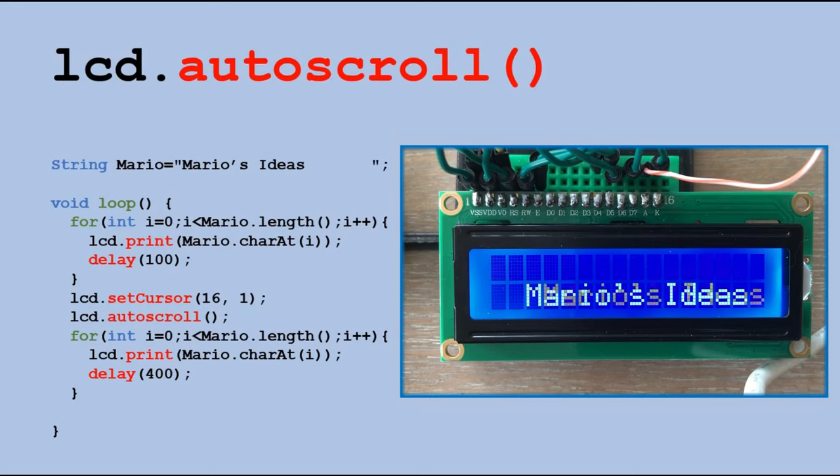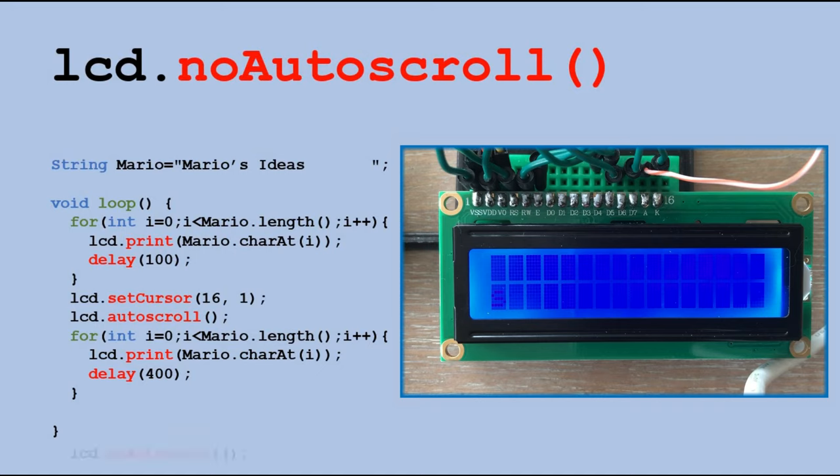You'll see that with each character typed, the whole content of the screen is moved one space to the left. After the text is scrolled out, you can run the lcd noAutoscroll command, and this would turn off autoscrolling. Let's see this again.